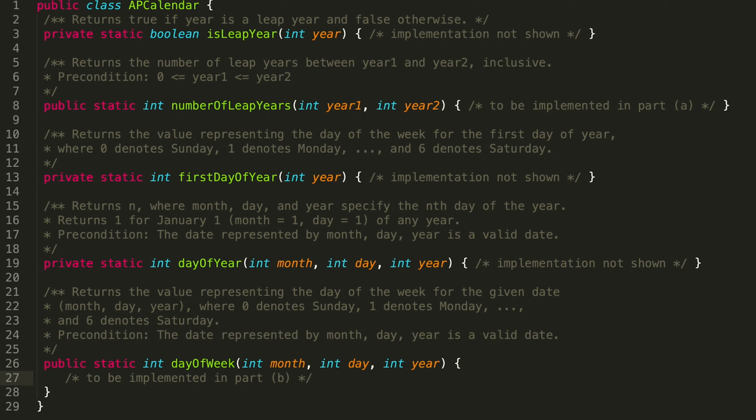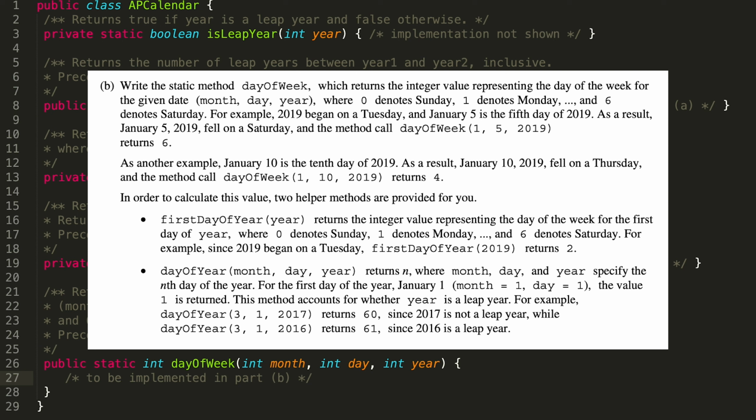Okay, today we'll be going over problem 1b. This one we're going to be writing the static method day of the week. It returns an integer value representing the day of the week for a given date. And we're being passed in these three parameters, one for the month, the day, and the year.